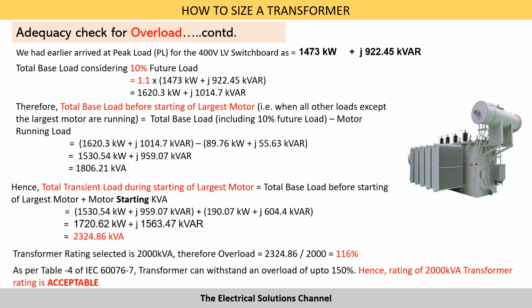Therefore, the transformer rating, which was selected as 2000 kVA, the overload for that is 2324.86 divided by 2000, which is 116%. As per table 4 of IEC 76-7, transformer can withstand an overload of up to 150%. Hence, the rating of 2000 kVA transformer is acceptable.